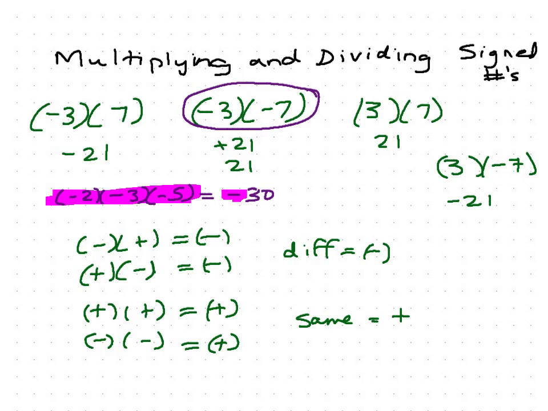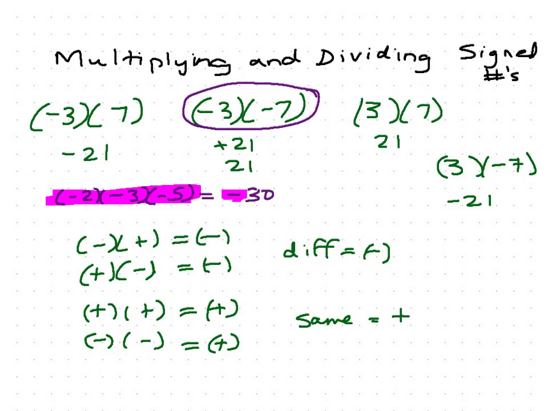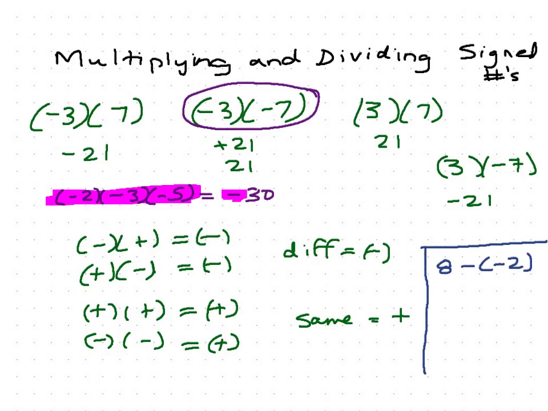Now I want to revisit the question back here. I'll rewrite it. Eight take away negative 2. This little example we did in the previous page. This question can be rewritten in a different way with a different method. I'm going to show it to you because it might actually be easier, in my opinion.